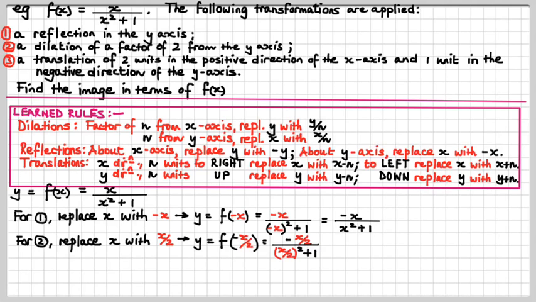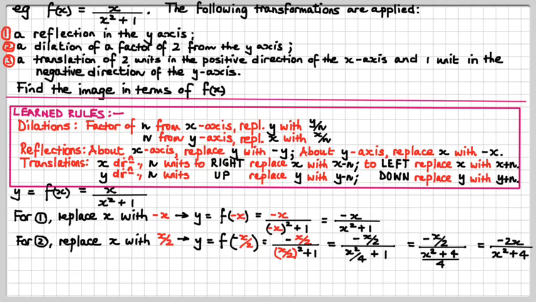Now, for the second one, what was that? A dilation of a factor of 2 from the y-axis, therefore we replace x with x over 2, and that's going to get something which we need to simplify a bit, don't we? I think so. Yes, I think we better multiply top and bottom by 4.